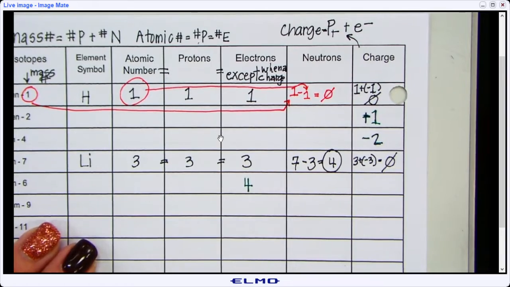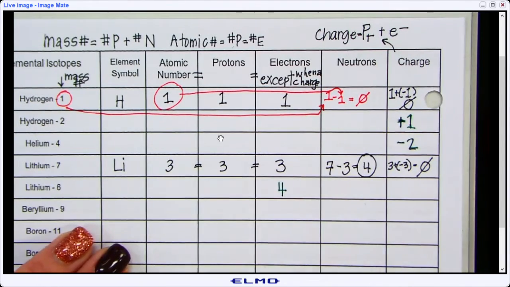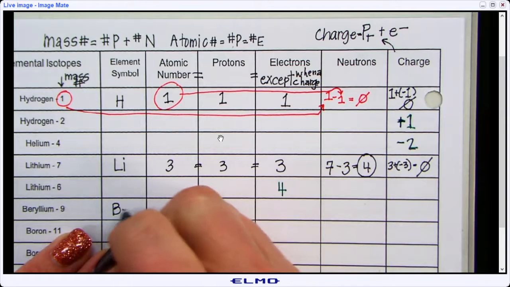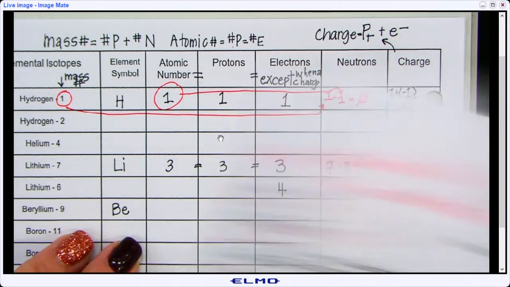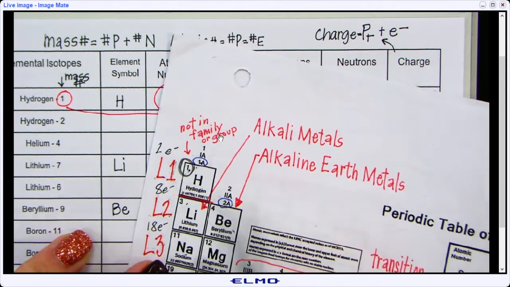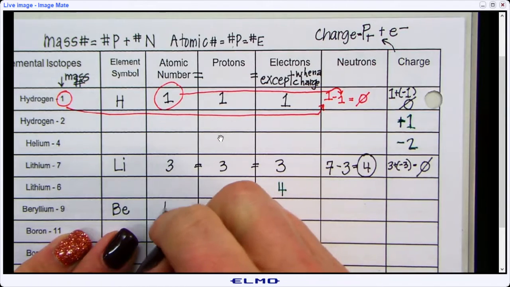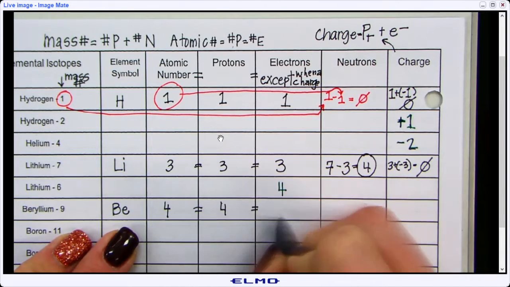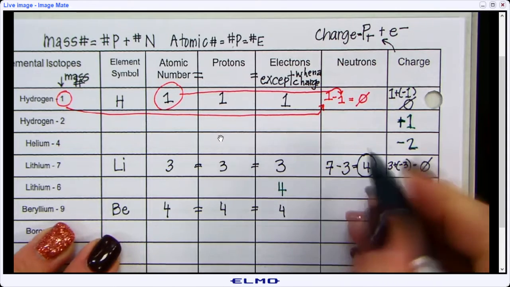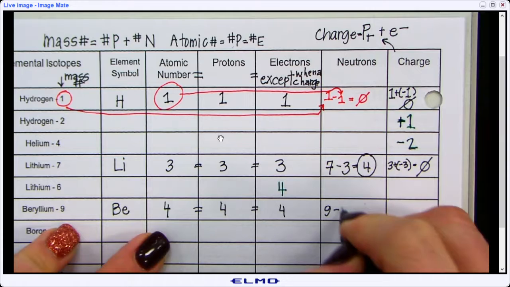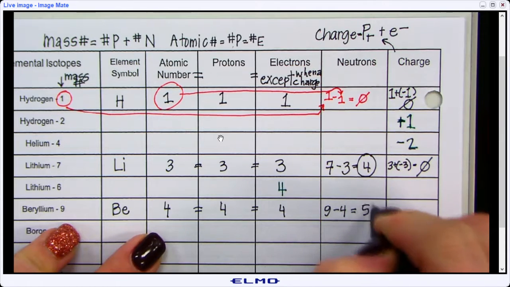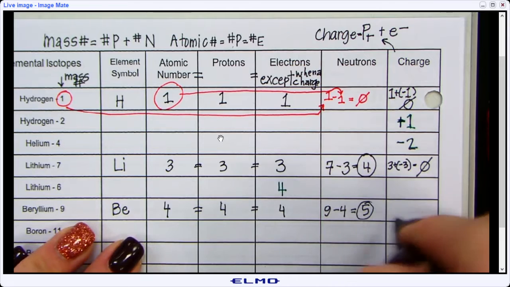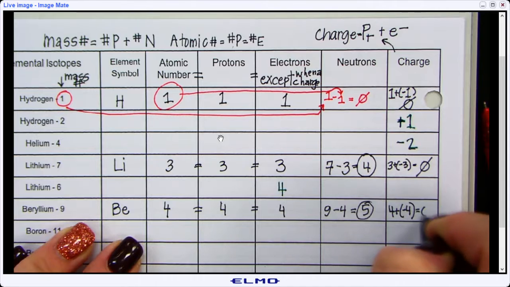Let's do one more so that you understand the repetition of everything. So we're going to do beryllium. Beryllium is Be. Okay. Atomic number is 4. So we'll put the 4 here. No charge, so they're equal to each other. So 4 and 4. And then I'm going to take 9 minus the 4, which in this case equals 5. Then to figure out the charge, I have 4 positives plus 4 negatives, which gives me an overall charge of 0.